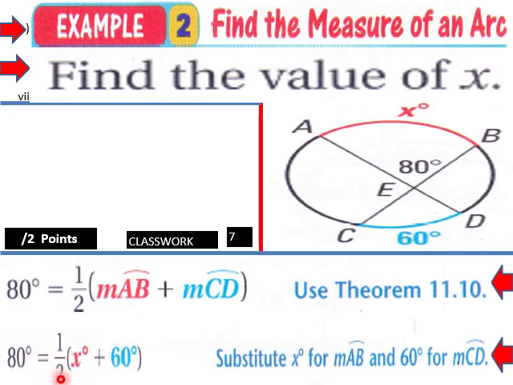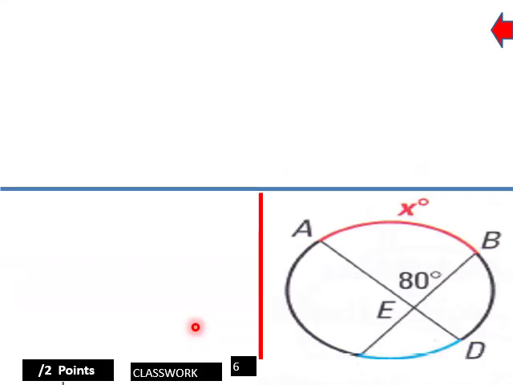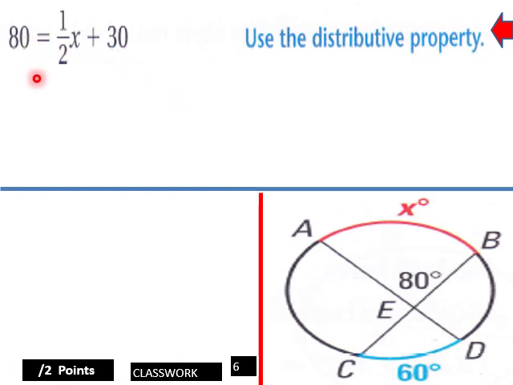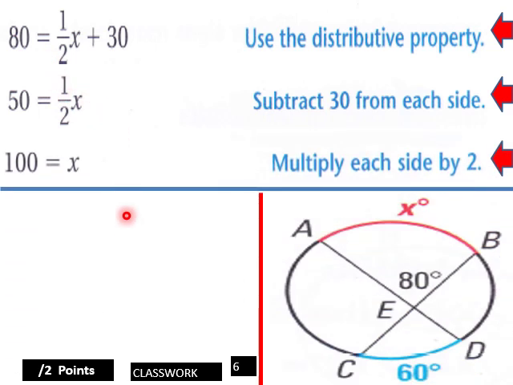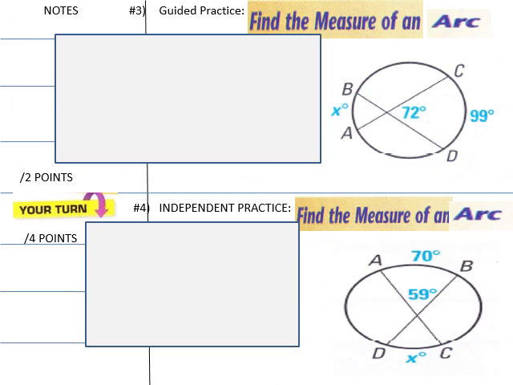So 80 degrees equals 1/2 of x degrees plus 60 degrees. So when we plug in our values here, we have 1/2 x plus 30 equals 80. We solve for x, so we move this over here. And then when we solve for x, we multiply both sides by 2. We get 100 equals x. So x here equals 100 degrees.